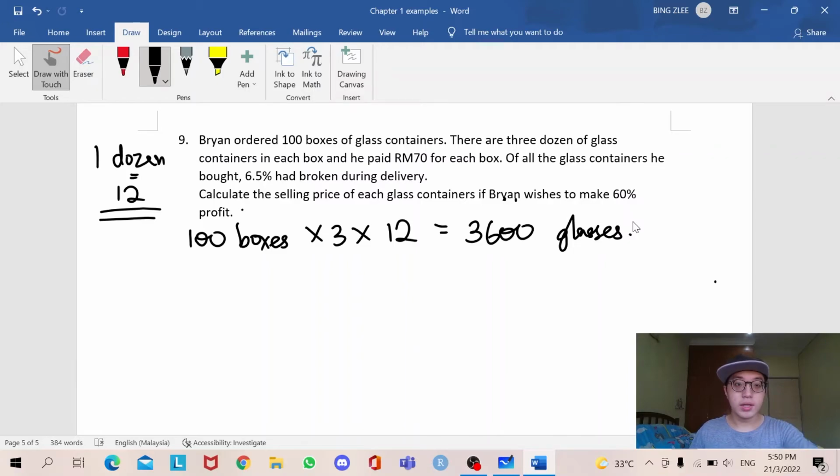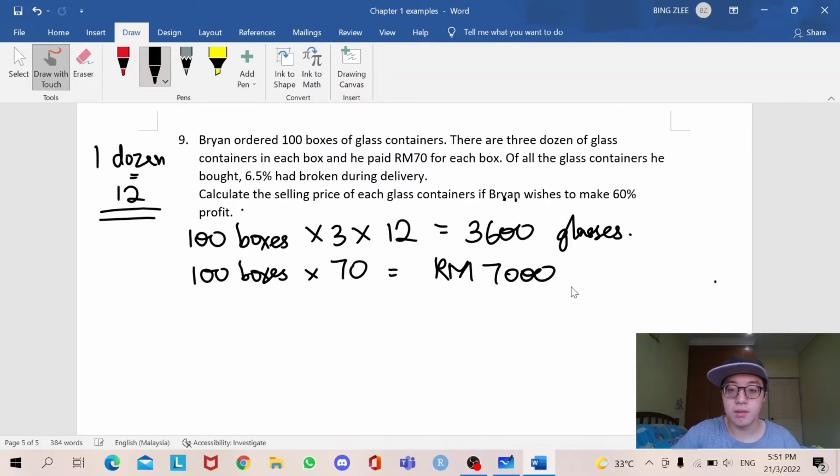All right, in each box, and he paid 70 ringgit for each box. So what is the amount that he paid in total? All right, so 100 boxes multiplied with 70, because 70 ringgit each box, which means he paid 7,000 ringgit as a cost, right? So we call this the cost of purchasing all these glass containers.